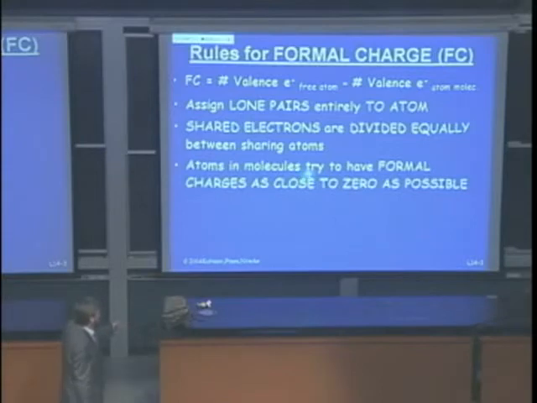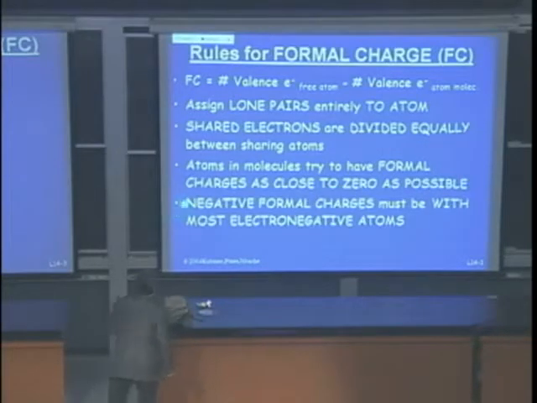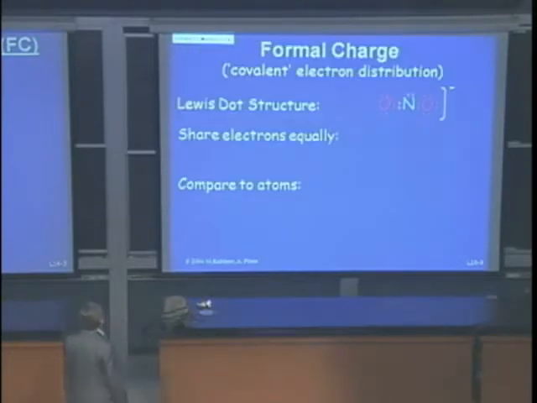Atoms and molecules try to have formal charges as close to zero as possible. So you can't have a wild distribution of charges over your molecule. You want formal charges very low in the Lewis structure that you're trying to find. And then a very important issue is that the negative formal charges must be on the most electronegative atoms. So if you have sulfur and oxygen, where would the negative charge be? It would be on the oxygen and not on the sulfur. That's important.